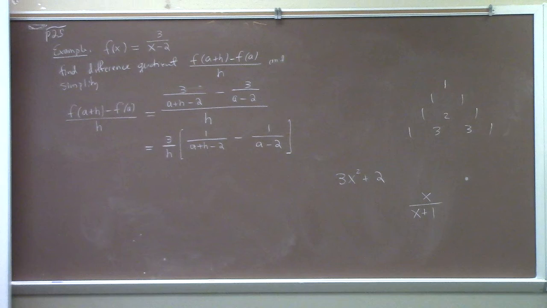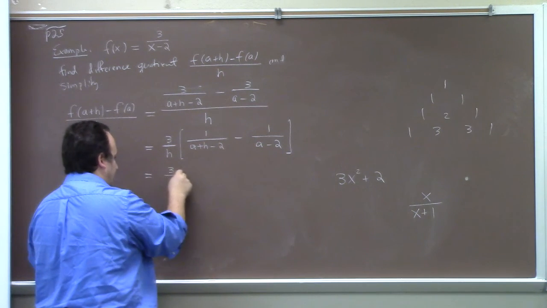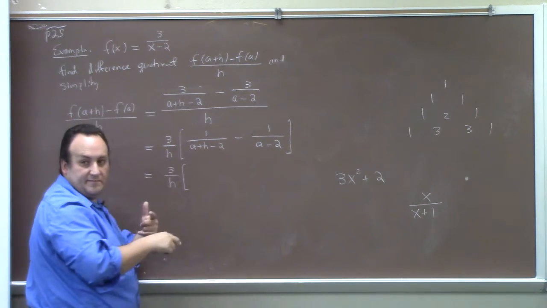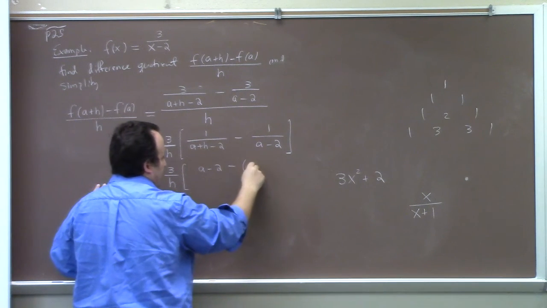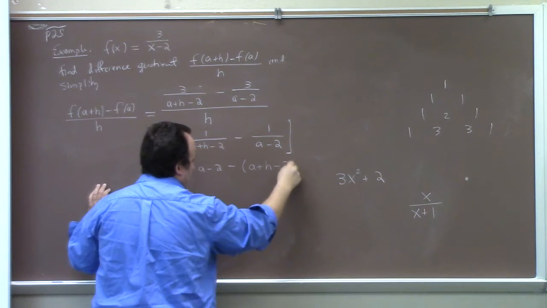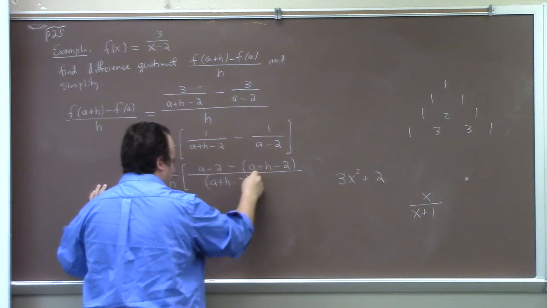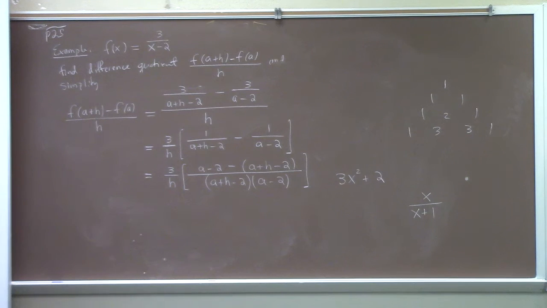And we need to make a common denominator. How do you do it? We basically cross multiply, right? So we do a minus 2 minus parentheses a plus h minus 2, divided by a plus h minus 2 times a minus 2. That's the algebra you want to do. What happens?